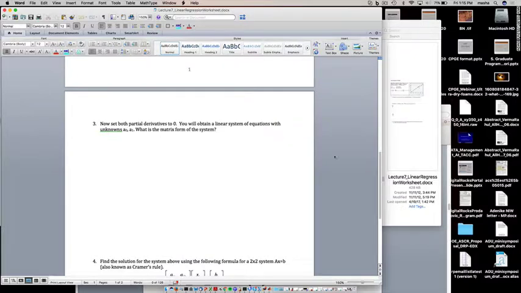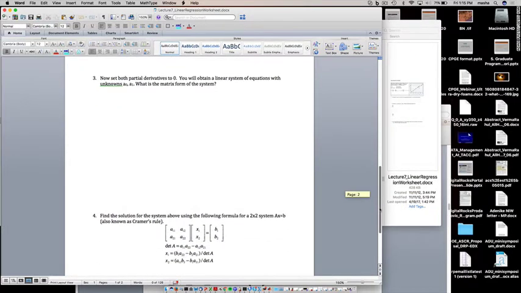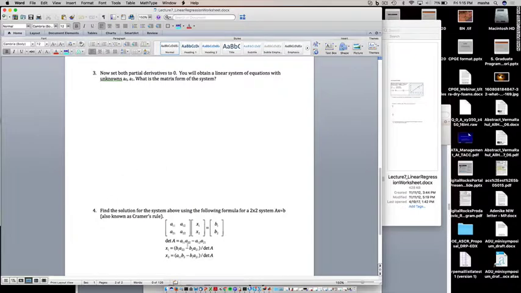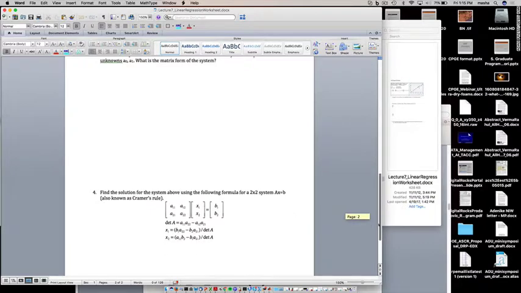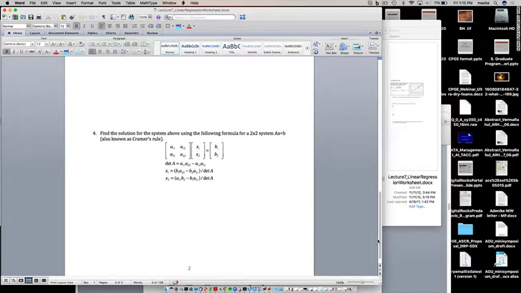set both partial derivatives to 0, and come up with the matrix form of the system in a0 and a1. And here, since this is a 2x2 system, there is the simple Cramer's rule that will give you the solutions immediately. So I want you to come up with those solutions for the case of a 2x2 system.